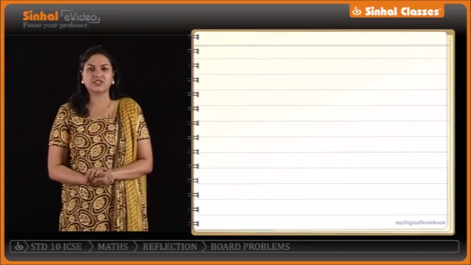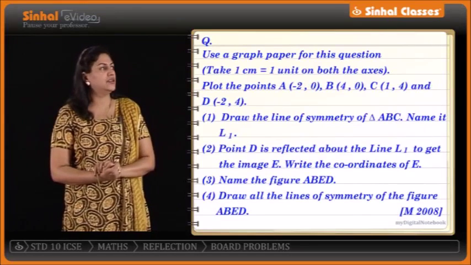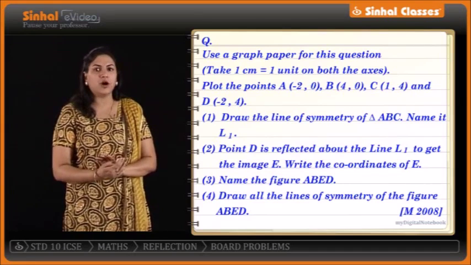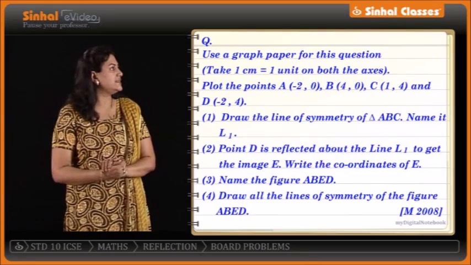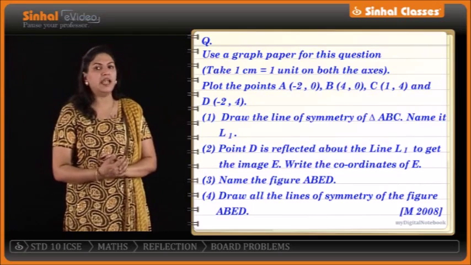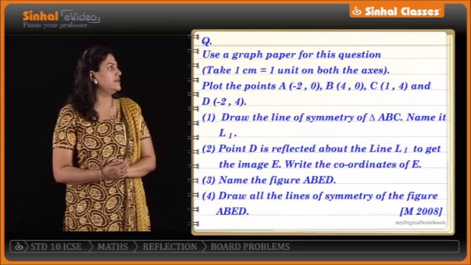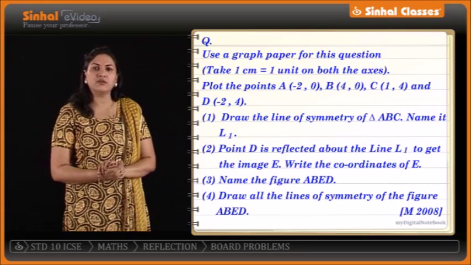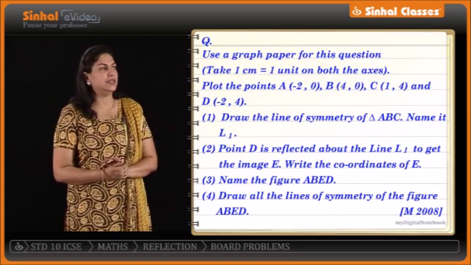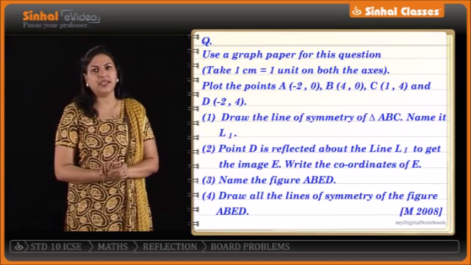Now let's take the March 2008 board question. Use a graph paper for this question. Take 1 centimeter is equal to 1 unit on both the axes. Plot the points A, B, C and D. Draw the line of symmetry of triangle ABC. Name it L1. Point D is reflected about the line L1 to get the image E. Write the coordinates of the point E. Name the figure ABED and also draw all the lines of symmetry for the figure ABED.